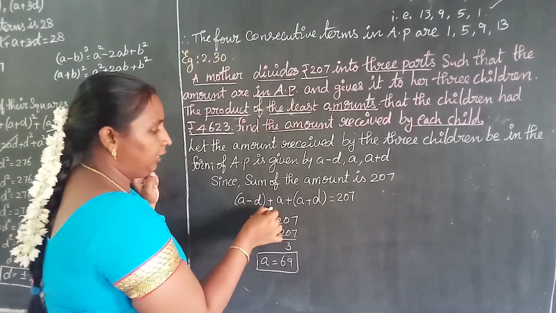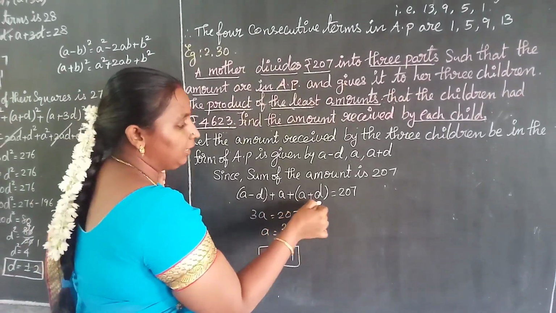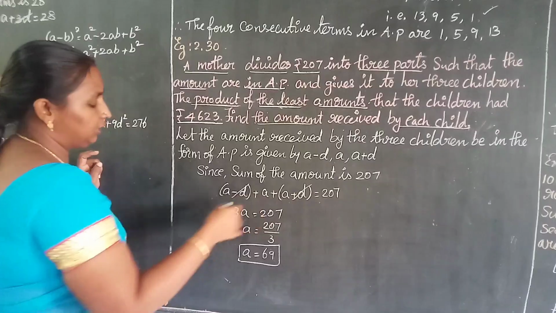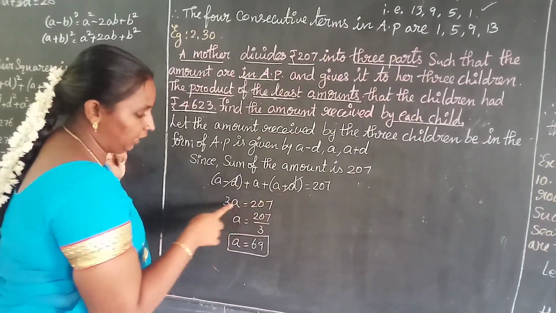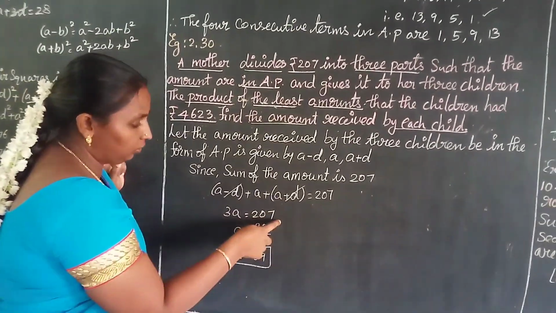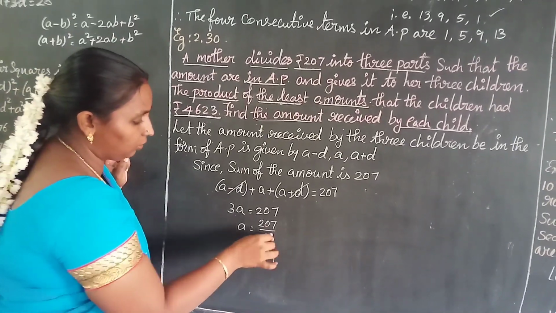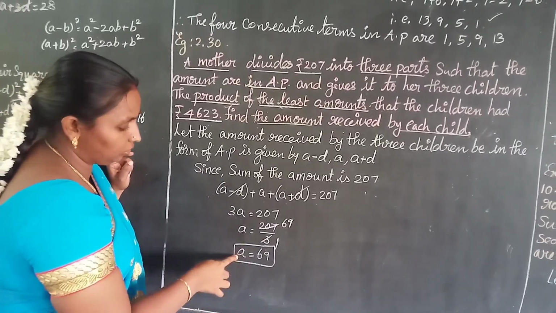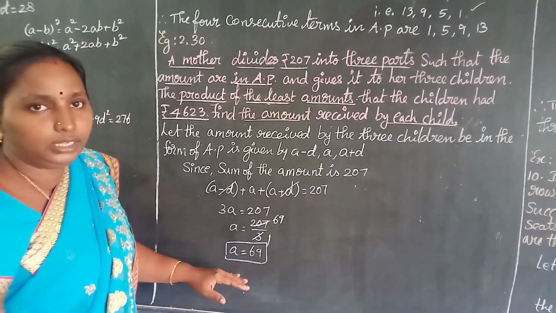If you add these 3, you will get 207. So A minus D plus A plus A plus D equal to 207. So minus D plus D will get cancelled. A plus A plus A will get 3A. 3A equal to 207, A equal to 207 by 3. 3 ones are 3, 3 sixes are 18, so we will get A value as 69.